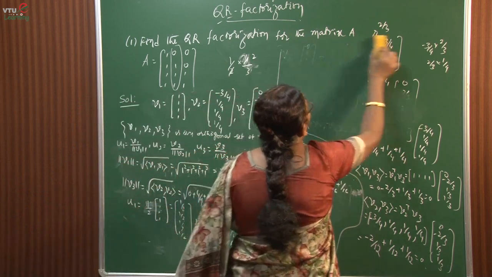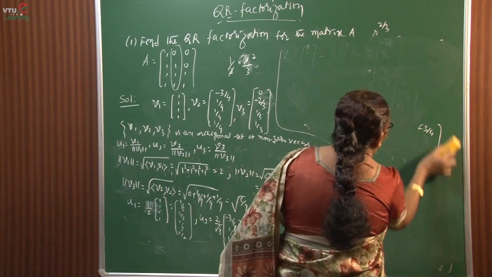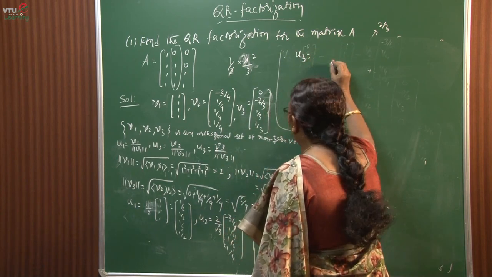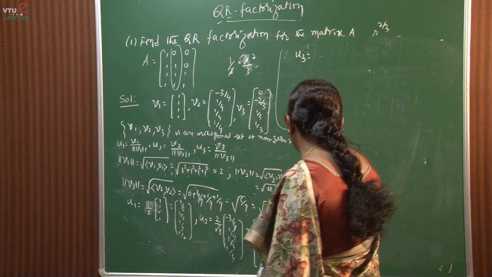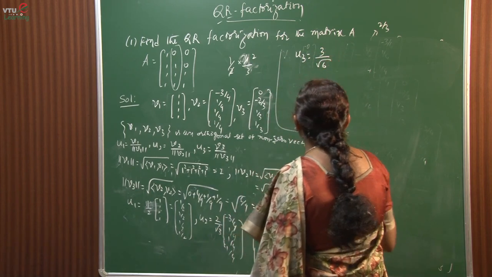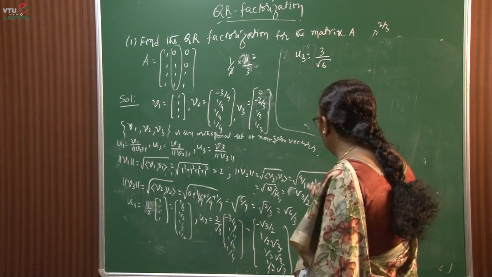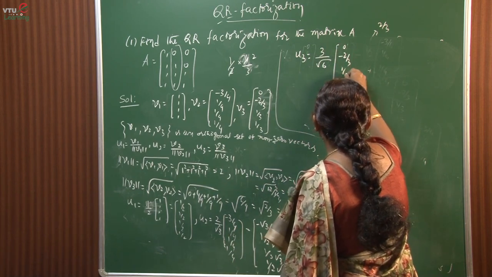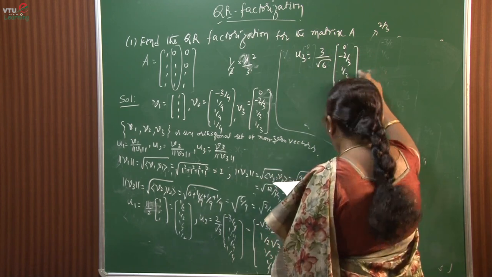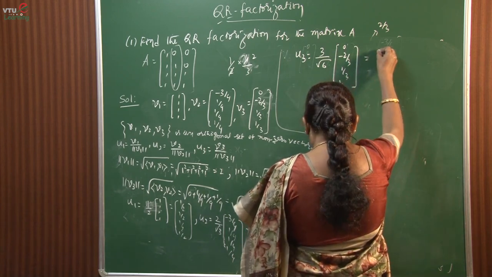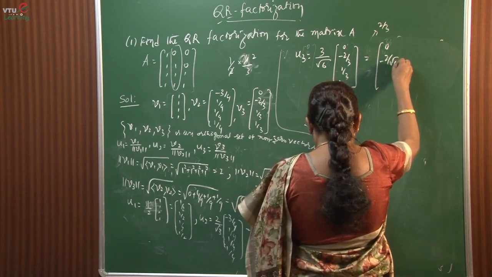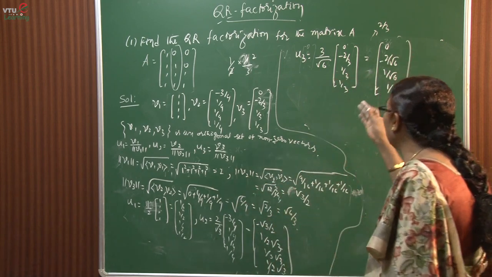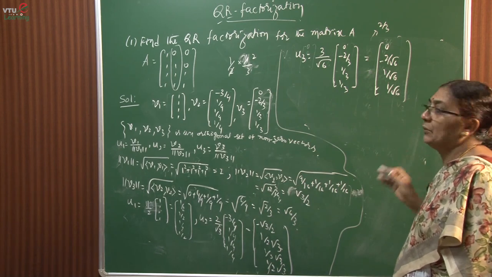In the next step, to find u3, what is u3? It is 1 by the norm of v3. What is the norm of v3? It is 3 divided by root 6 of v3: 0, minus 2 by 3, 1 by 3, and 1 by 3. Simplify this. After the simplification we get u3 is nothing but 0, minus 2 by root 6, 1 by root 6, and also 1 by root 6. The 3 cancels, so we get minus 2 by root 6, 1 by root 6, 1 by root 6.